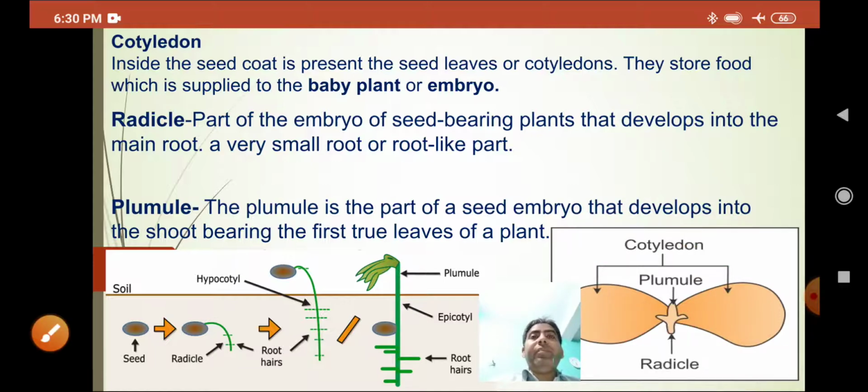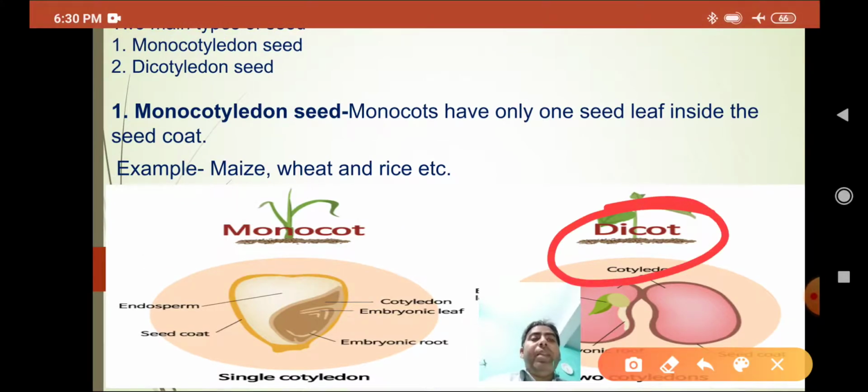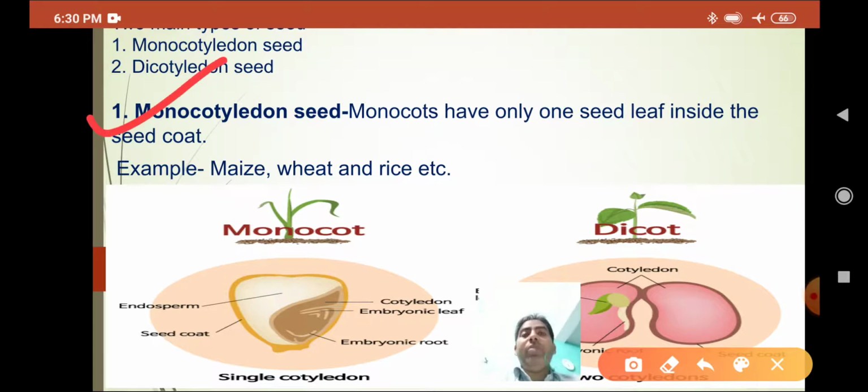Now we are going to discuss the two main types of seeds. Some seeds of some plants like gram and beans have two seed leaves. We will discuss that in the dicot. Now first we will see the monocot.